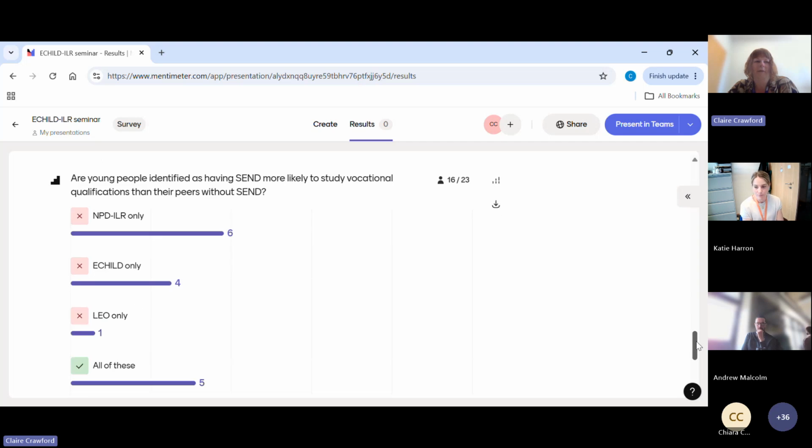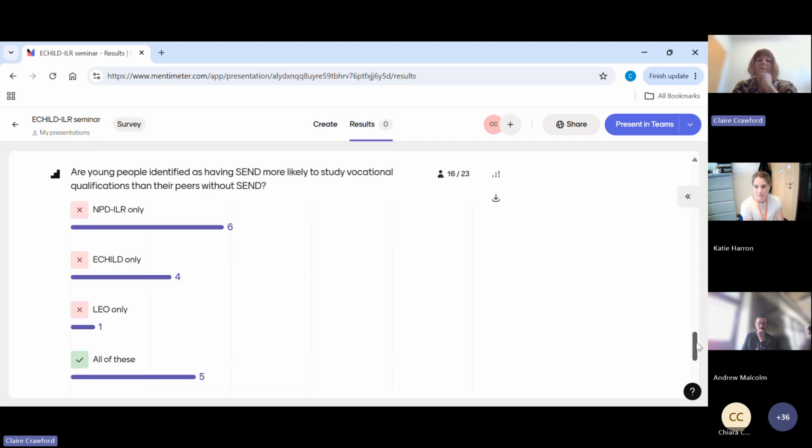And finally, one about young people identified as having special educational needs. Are they more likely to study vocational qualifications than peers without those needs or identified needs? And again, lots of people correctly identifying this is another question where you can look at it from any of these data sets' perspectives, because they all include that information.